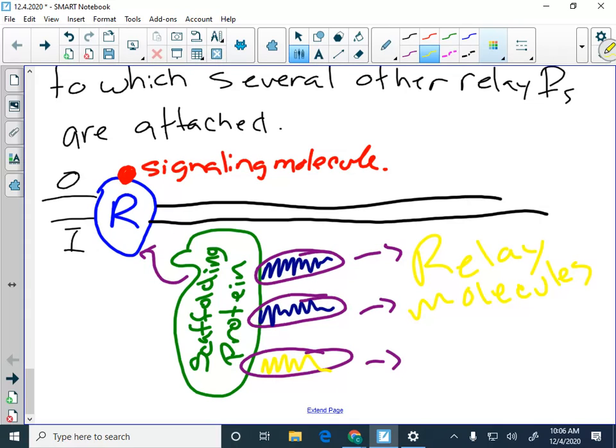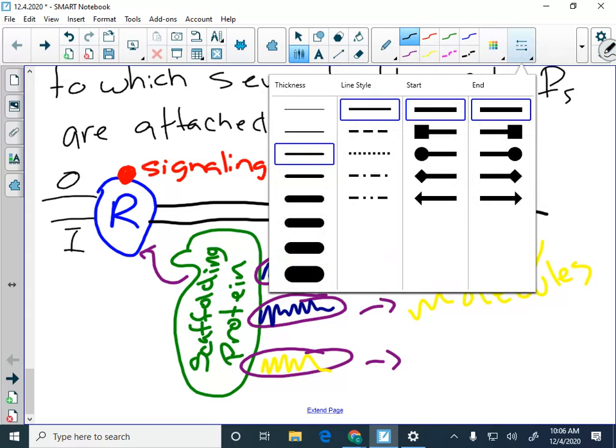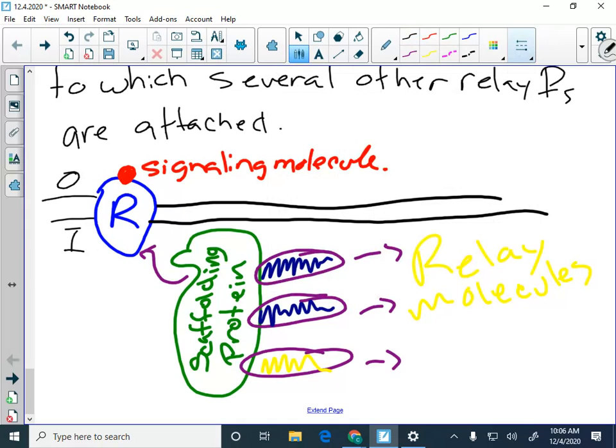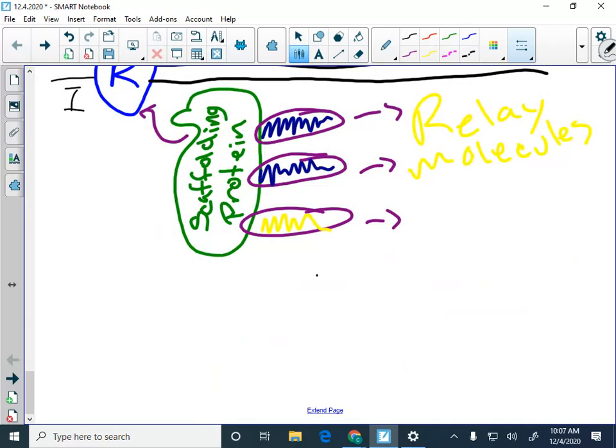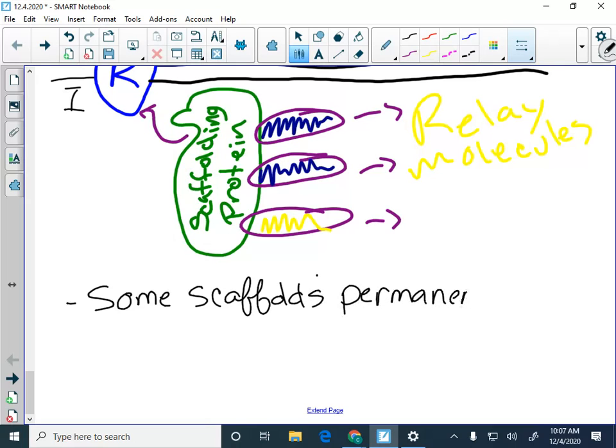Let's see. Let me get this back to what I need it to be. So, that's a scaffolding protein. They can behave in a couple different ways. Some scaffolds permanently hold networks together.